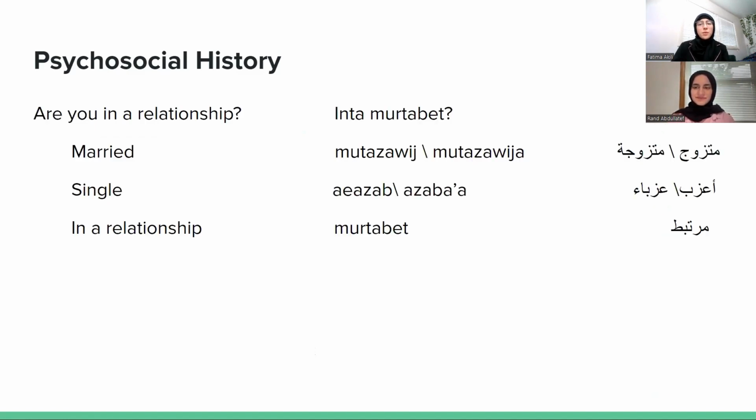Okay, so we will also be talking about how they are related. The way you would ask that is inta murtabit, or inti murtabita for a female, which means are you in a relationship. Married is mutazawwij for a male, and for a female it's mutazawwija. It's the same sound that Rand was introducing earlier, the ja. For single, azab for male, and for female, azba. It's a little bit difficult, but you could say azab, azba. And in a relationship is murtabit, and it comes literally from the word meaning tied. So murtabit means you're in a relationship.